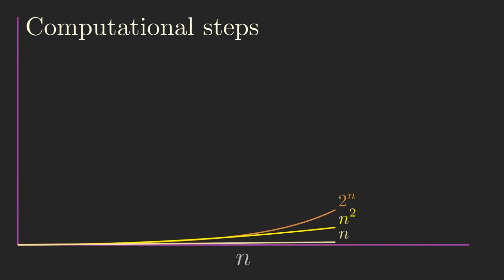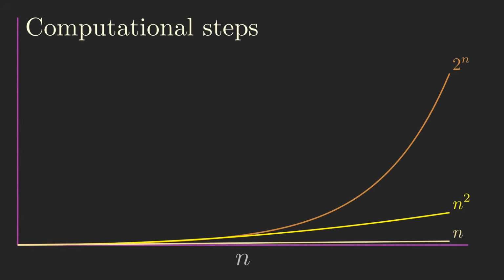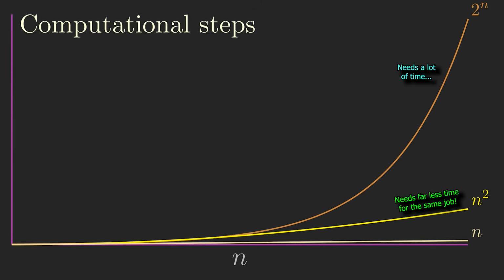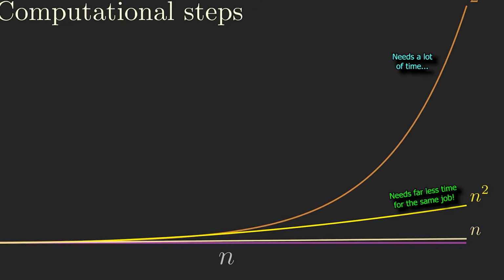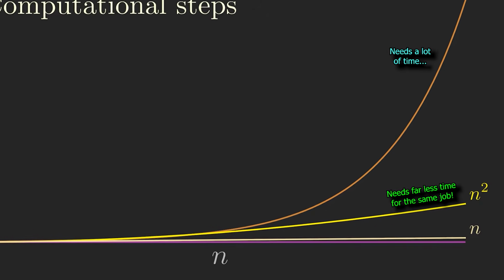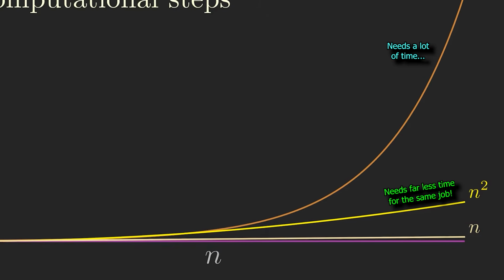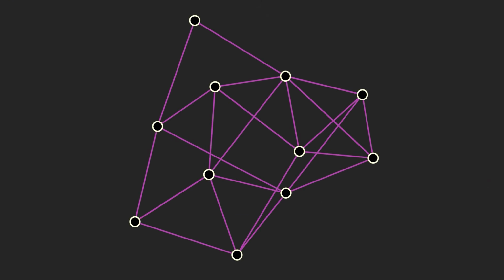We saw this earlier when considering Gödel's thought experiment. These two specific polynomial runtimes, n and n squared, need monumentally fewer computational steps to accomplish the same task as something like 2 to the n. And for sufficiently large values of n, any other polynomial runtime would outperform an exponential one, not just n and n squared.